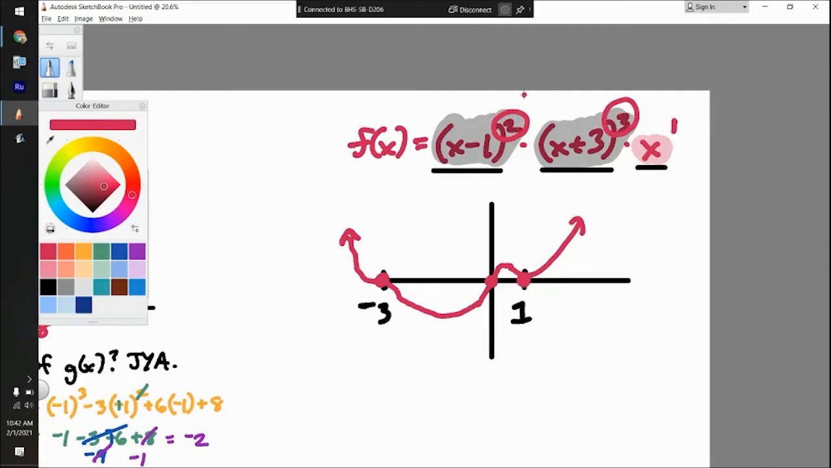If you notice the powers, if you add them together, 2 plus 3 plus 1 is 6. So that means the ends should match, which they do. They're both going up. They're both positive. There's no negative in there, so that's right as well. So that would be full credit for that.